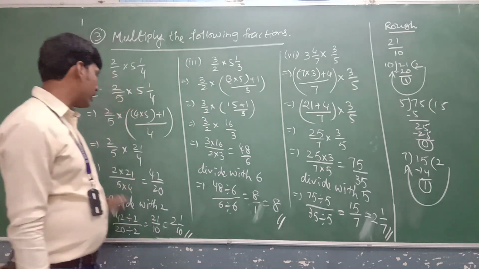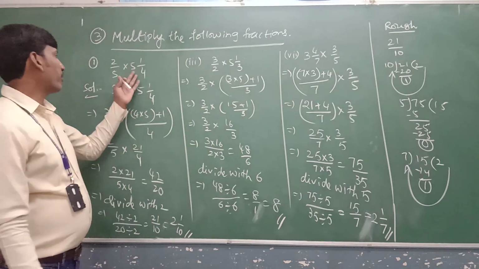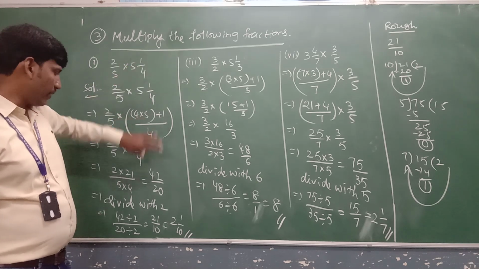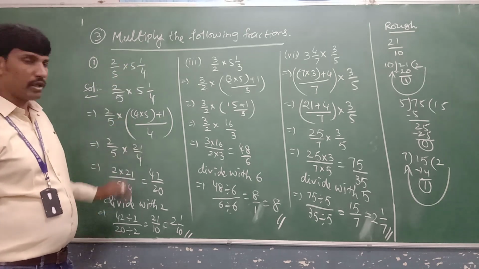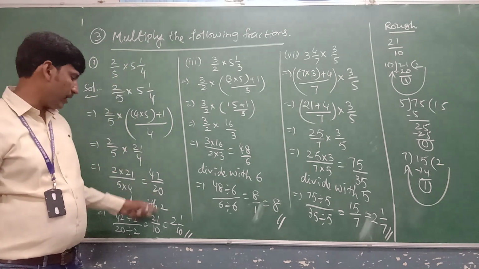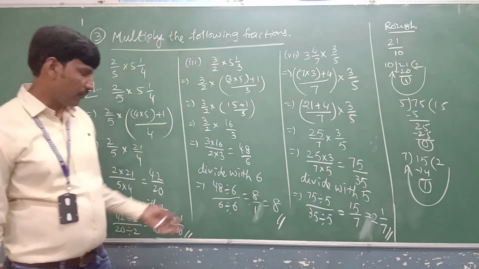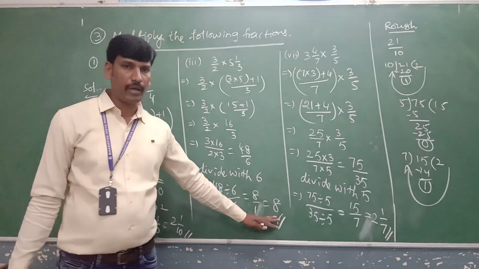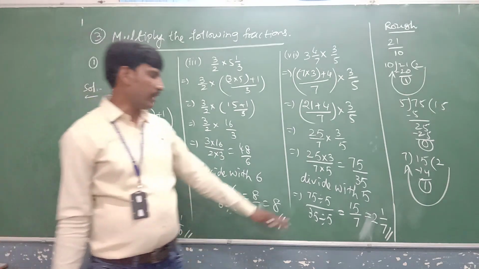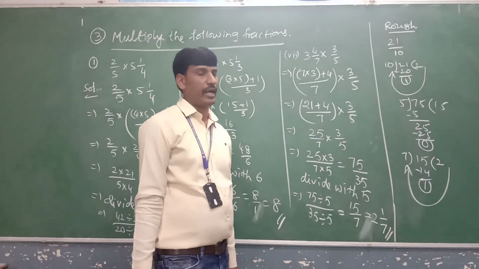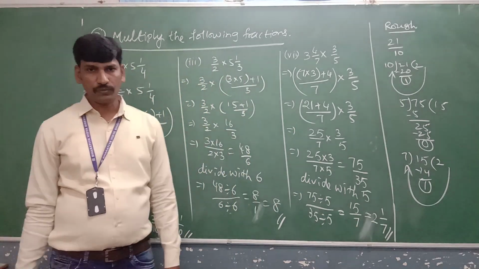I hope you understood these 3 questions. Improper fraction converted into mixed fraction, converted into improper, multiply both the numerators and denominators, and finally convert into a mixed fraction if it is possible. Otherwise, see here we got only the whole number 8, we cannot do anything here. And here we got one improper fraction, finally the answer is converted into a mixed fraction. Clear everyone?